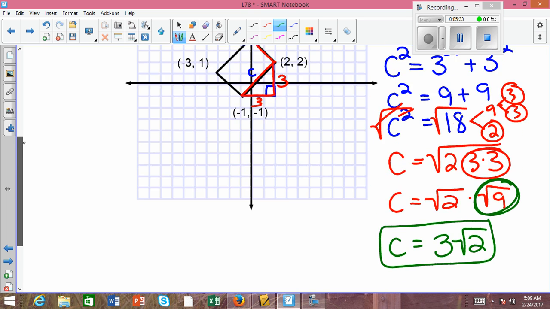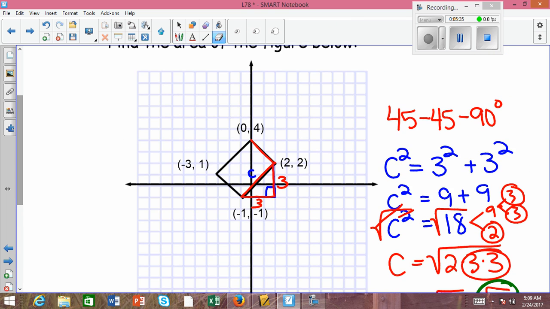If you paid attention in class, you should have known before that you're going to take the measure of your leg and multiply it times the square root of 2, and that's going to be your width. Right there, 3 square root of 2. So we found that one.